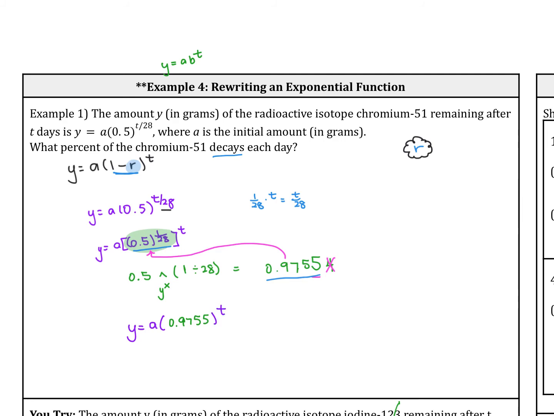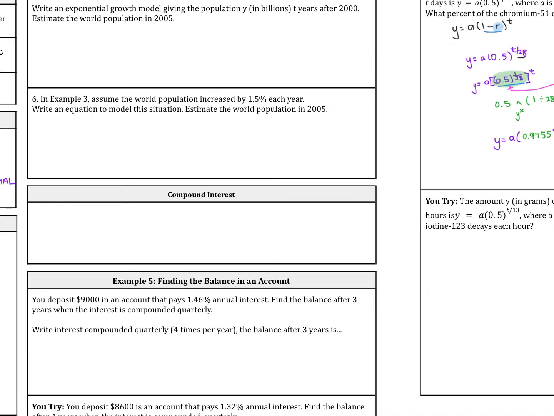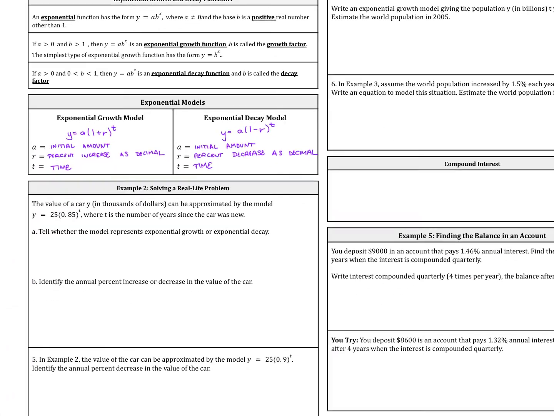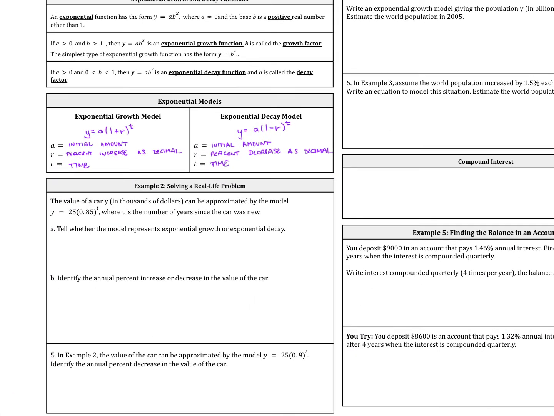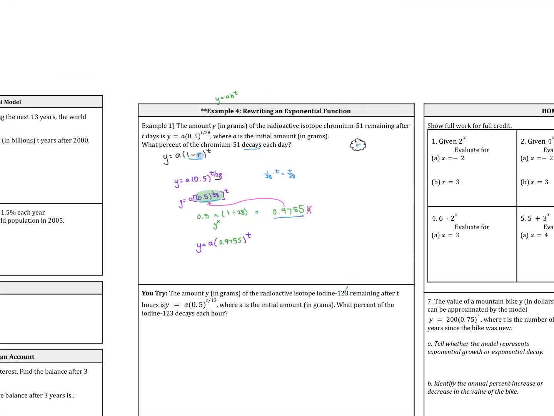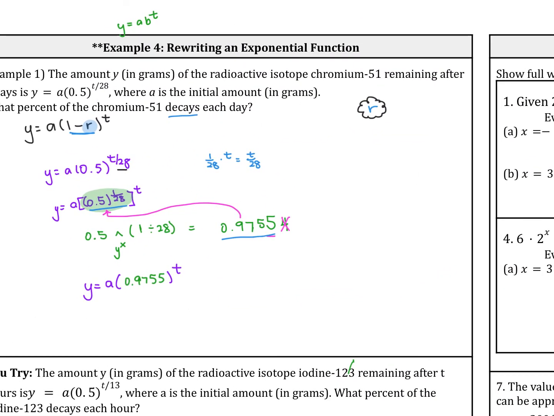Just like in the previous examples we did for solving a real life problem, we're trying to find R. We're trying to do that here as well, just with one more extra step. We set the 0.9755 equal to the 1 minus R so we can solve for R. So 0.9755 equals 1 minus R. You probably already have this plugged into your calculator, so don't clear it. We're just going to subtract 1 from both sides.